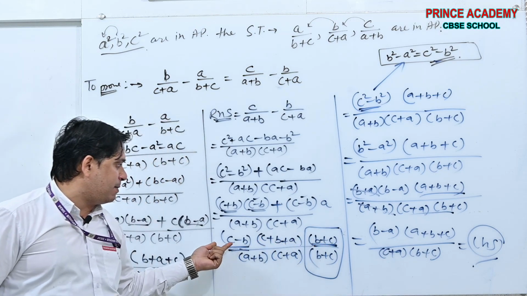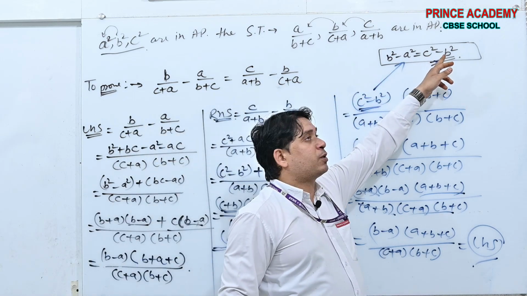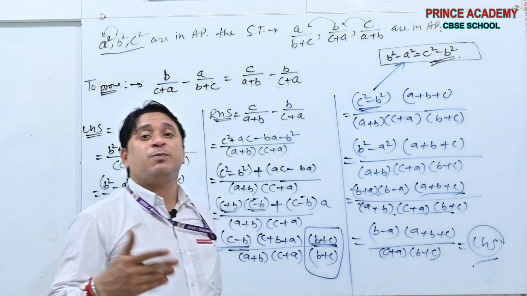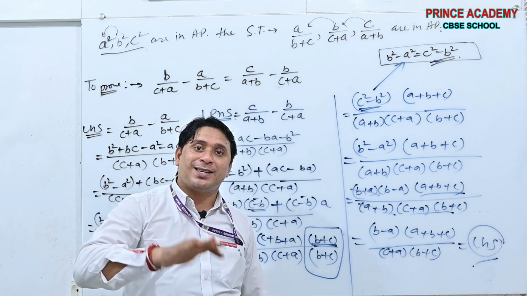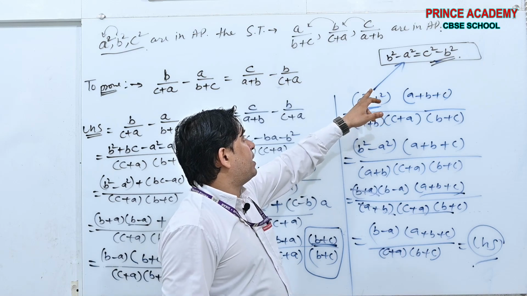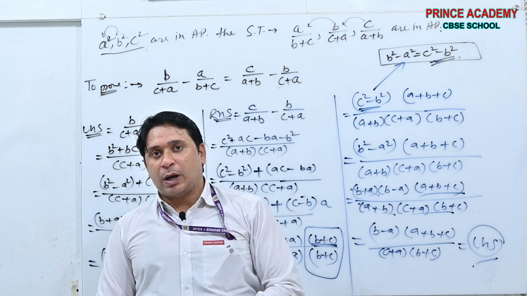(B plus C)(B minus C), or (C plus B)(C minus B), gives C square minus B square. Yes or no? (A plus B)(A minus B) gives A square minus B square. Okay, (C plus B)(C minus B) gives C square minus B square. And this can be used from here and so on. This is solved. Okay, beta.